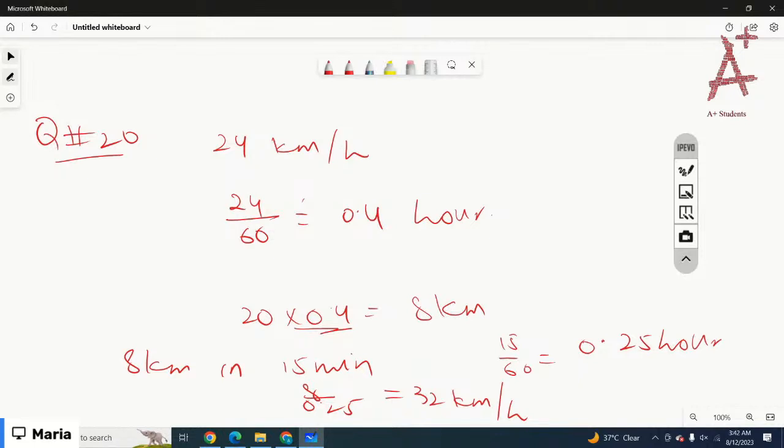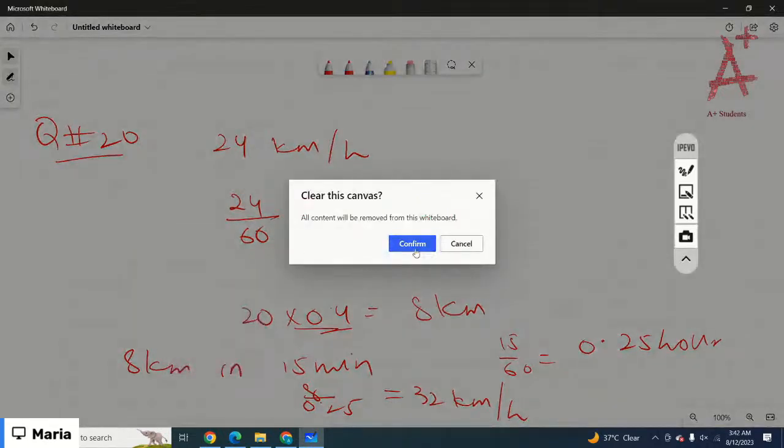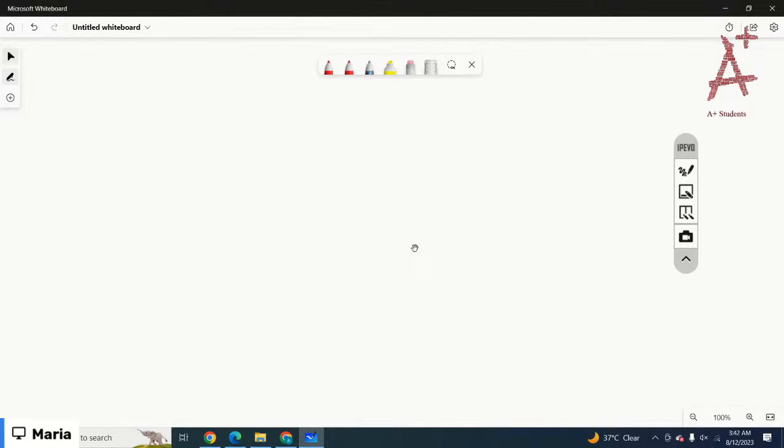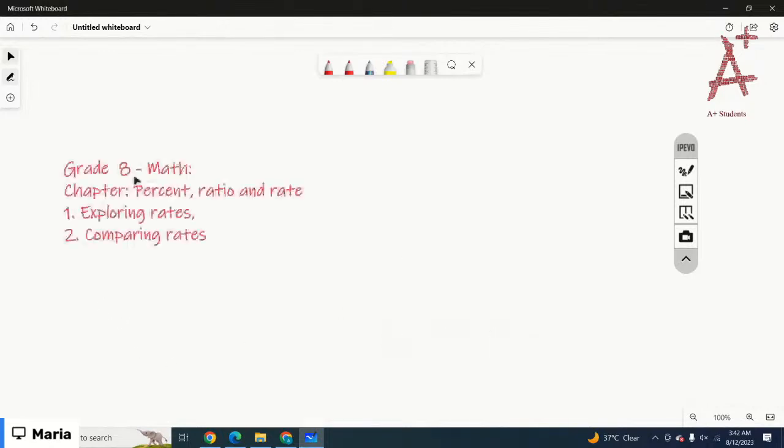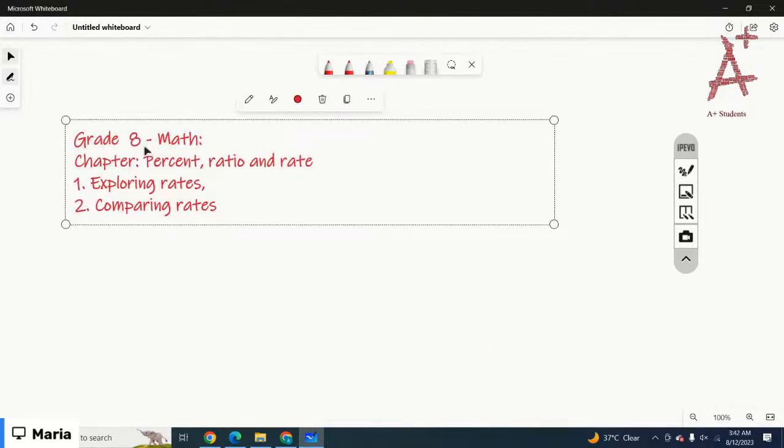Okay, so we are done with the lesson. We are working on grade 8 math, chapter 5, percents, ratios and rates. The lessons we have covered today are exploring rates 5.9 and comparing rates 5.10. So please make sure before the next session you complete all the practice questions for the lessons we did today. The ones I skipped, you have to try on your own, right?